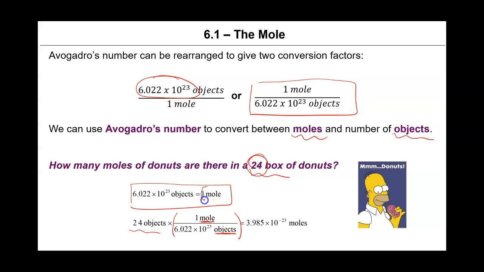And then we're going to grab our numbers from our equivalency, just like we always do when we're doing a conversion. And when I put that into the calculator, I get a very small number, which is exactly what I was expecting, because 24 is a lot smaller than the number of objects in 1 mole.